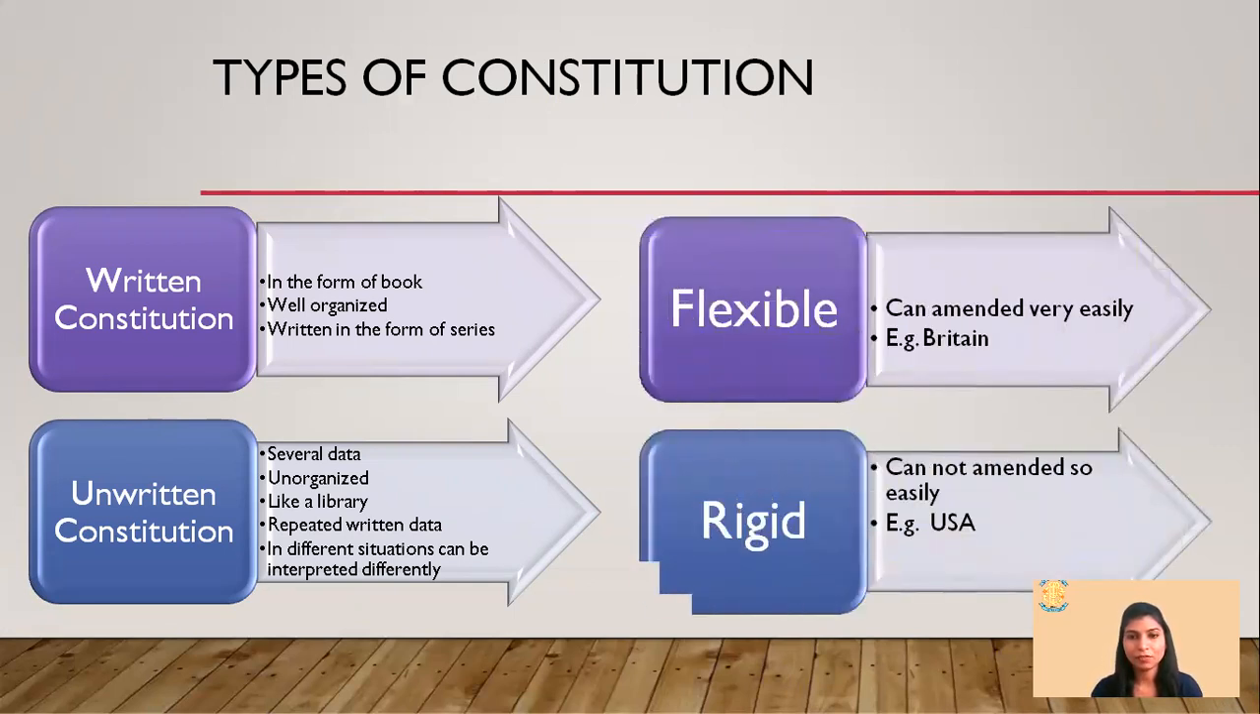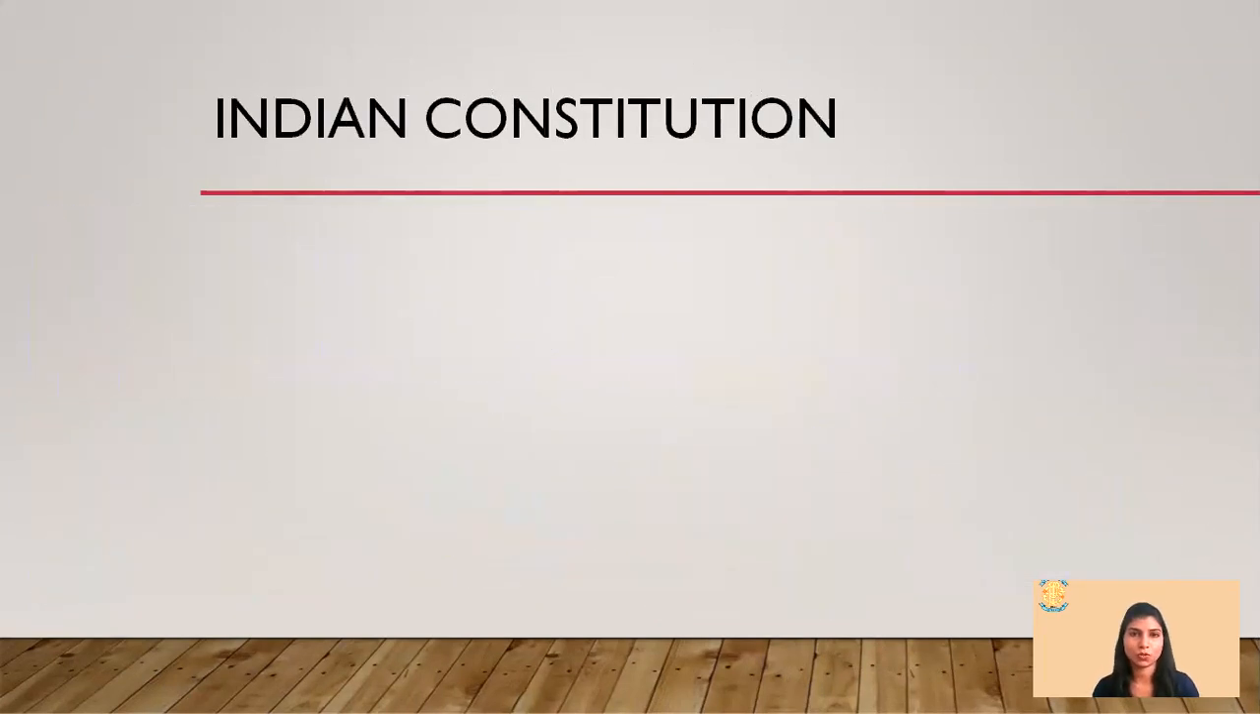The next type is flexible and rigid constitution. A flexible constitution can be amended very easily. For example, Britain has a constitution which is flexible in nature. You can amend it very easily. But another type is a rigid constitution, which cannot be amended so easily. For example, USA. It has a very rigid constitution, needing a complicated process, so it's called a rigid constitution.